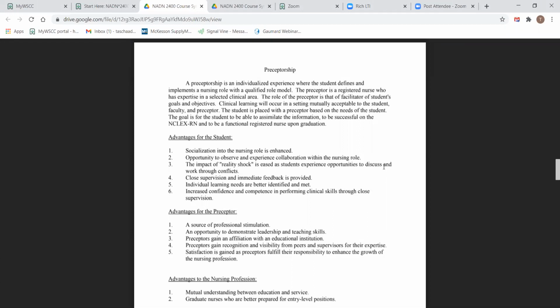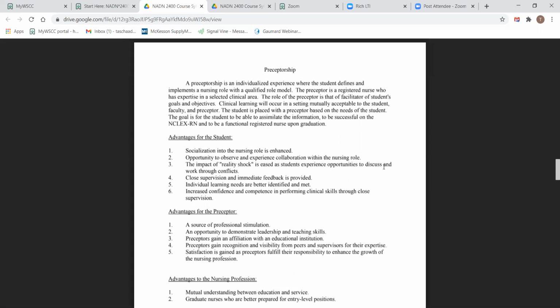The role of the preceptor is that of a facilitator of the students' goals and objectives. The clinical learning will occur in a setting that's mutually acceptable for the student, faculty, and preceptor. The student is placed with a preceptor based on the needs of the student. The goal is for the student to be able to assimilate the information.